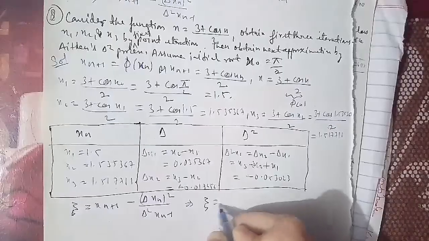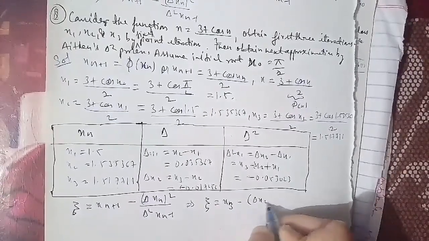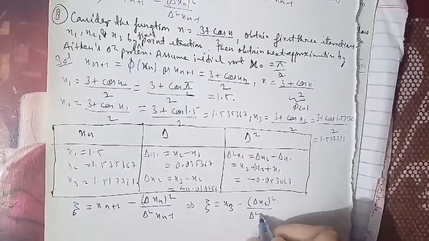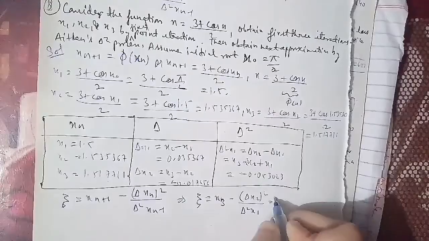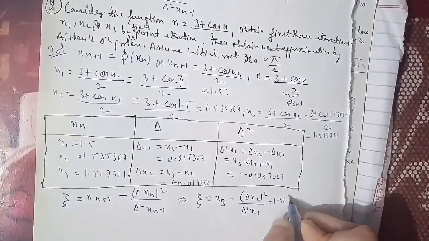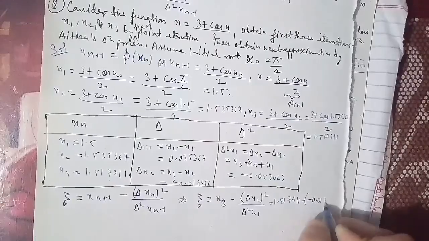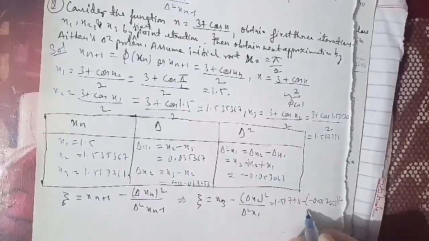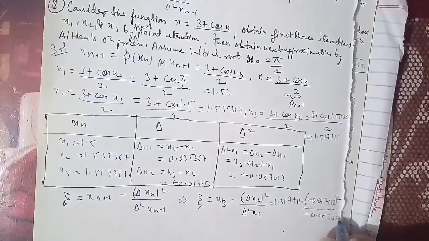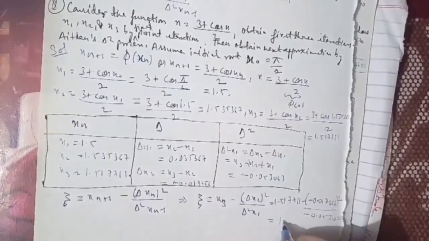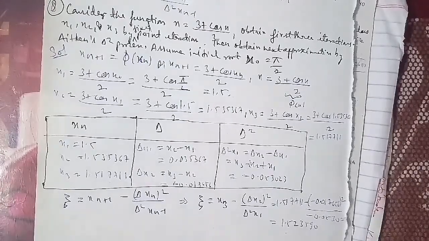For that equals to x3 minus delta x2 square upon delta square x1, where with n equals to 2 in the above equation we'll put the value, that is being 1.517711 minus 0.017656 square upon minus 0.053023 to get the value 1.523590. That we get as an answer.